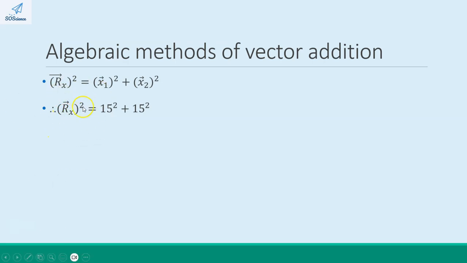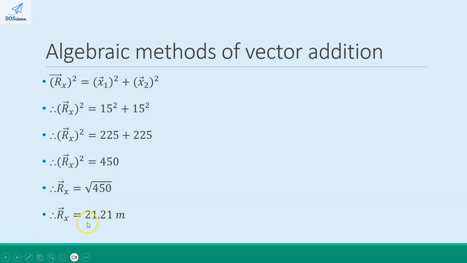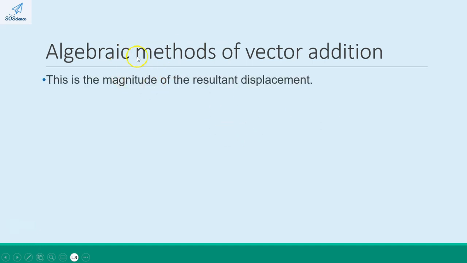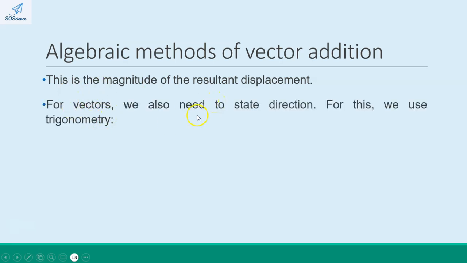So that means that Rx squared is equal to 15 squared plus 15 squared, which eventually gives us an answer of 21.21 meters. So that is the magnitude of Shayna's displacement. But remember that magnitude only provides us with half the answer. For vectors, we also need to state direction in order to have a full answer.